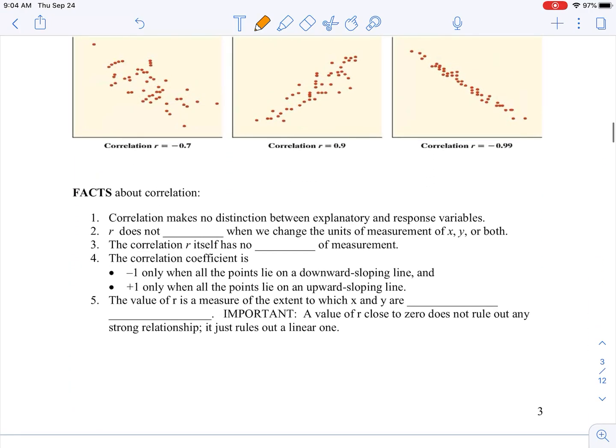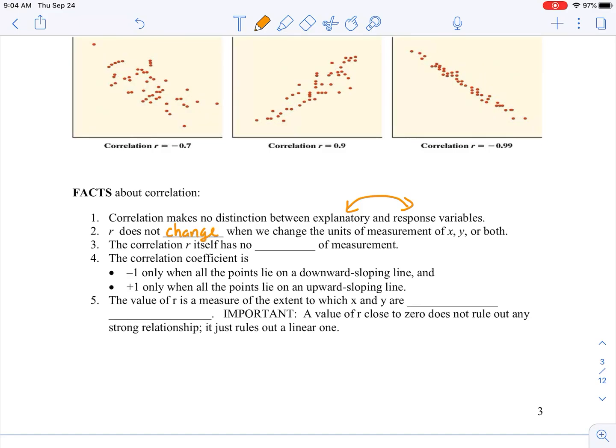Okay? Some facts about correlation. Correlation makes no distinction between explanatory and response. So if I would happen to flip explanatory and response when I made that graph, my R value is going to be the same. It doesn't matter which one is which, R is going to be the same.